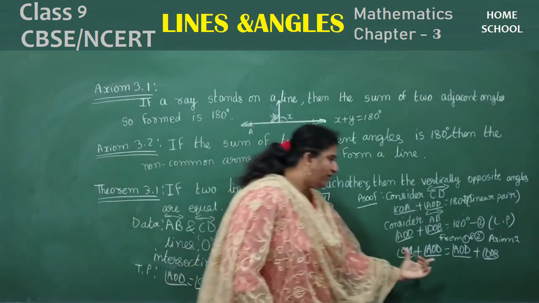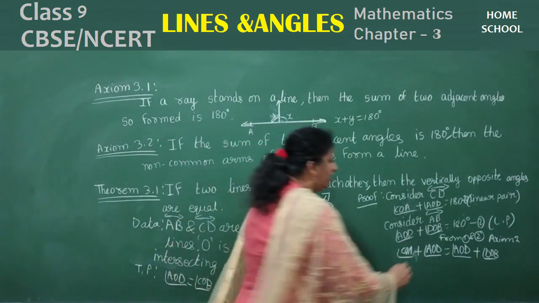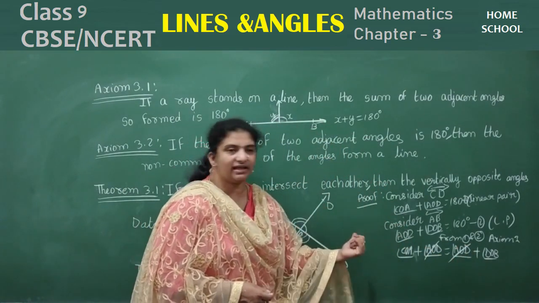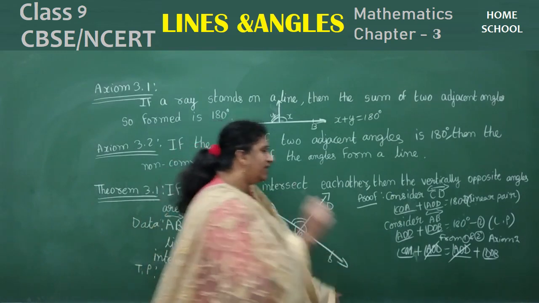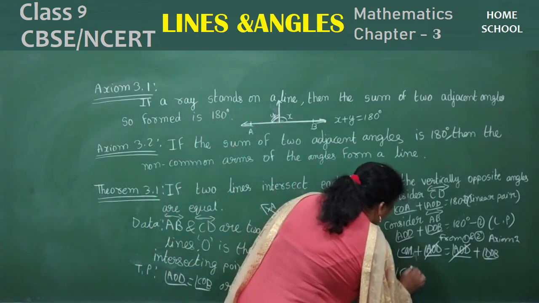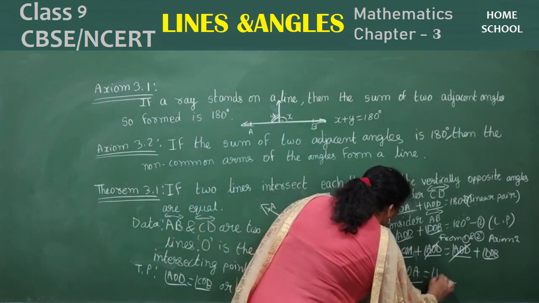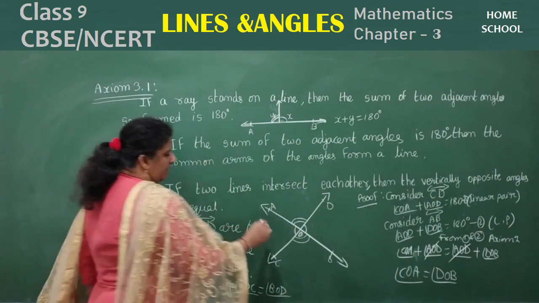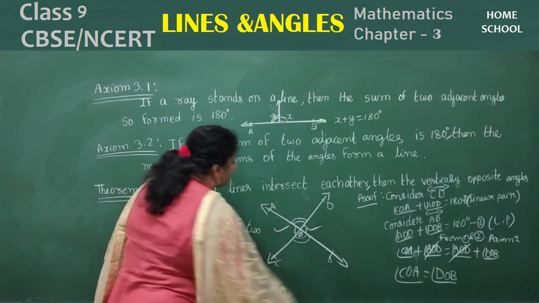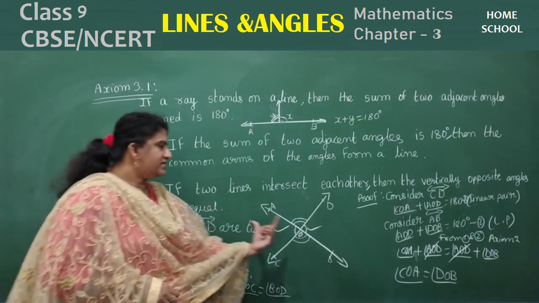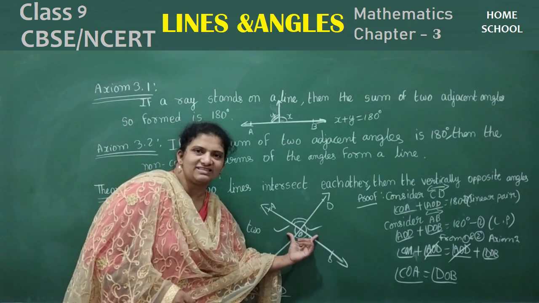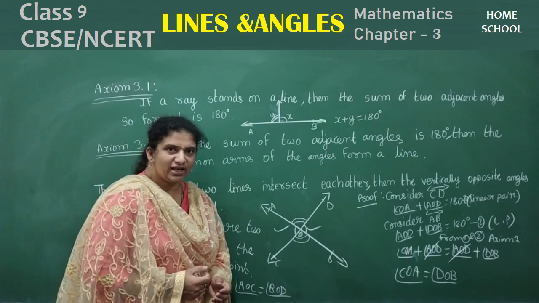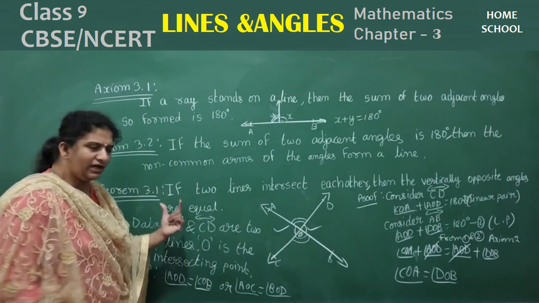Now, when you equate, what happens, children? Angle AOD is the same on that side and this side. If you bring that angle to this side, it cancels. Finally, what can I say? Angle COA is equal to angle DOB. Observe where it is: angle COA is equal to angle BOD. That means the vertically opposite angles are equal. Hence, it is proved.